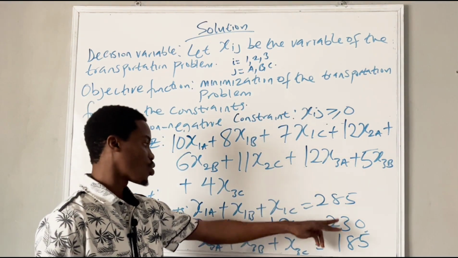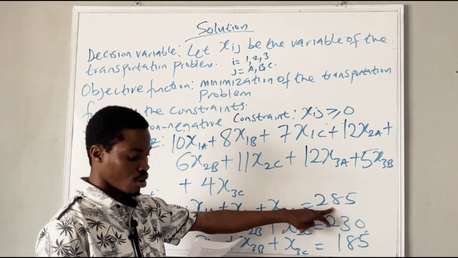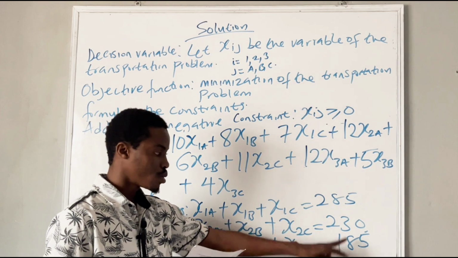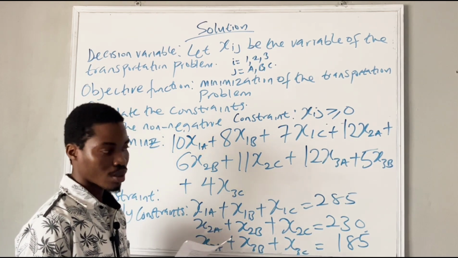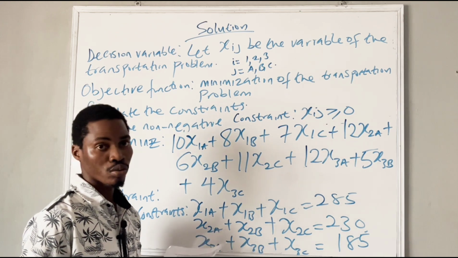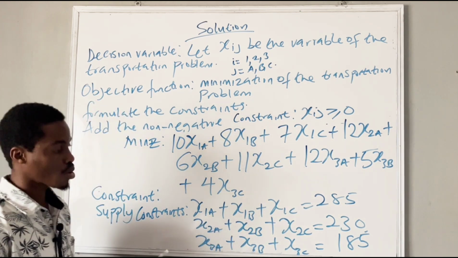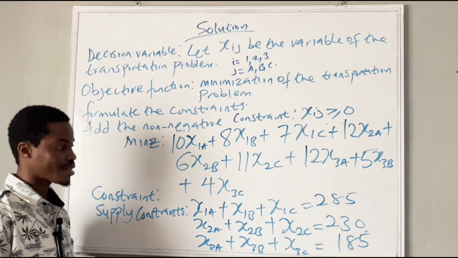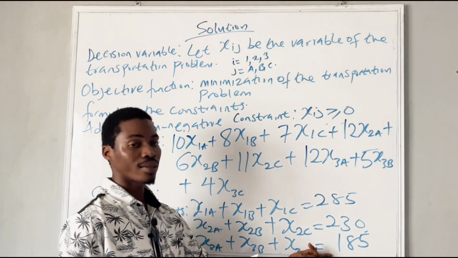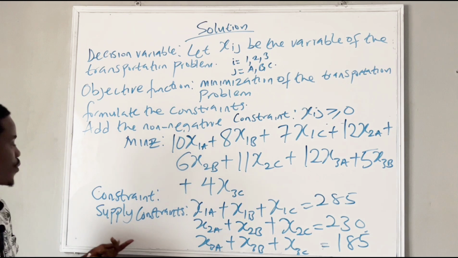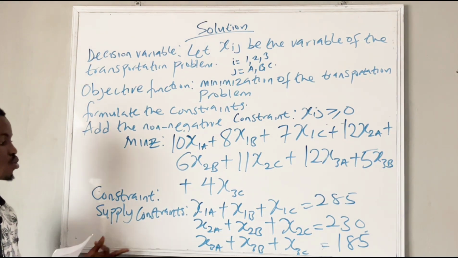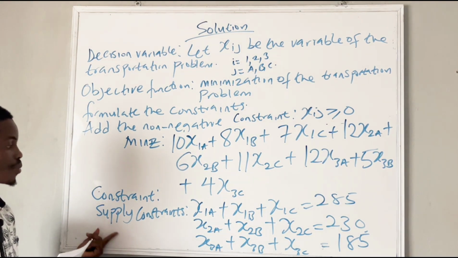If you add the supply of Ilorin, Ogbomoso and Oyo, it will be 700 tons. And if you add the demand also, it's also 700, because they are equal. So the transportation problem is balanced. That is where we have the equality sign. Since we have done the supply constraints, we now have to do the demand constraints.